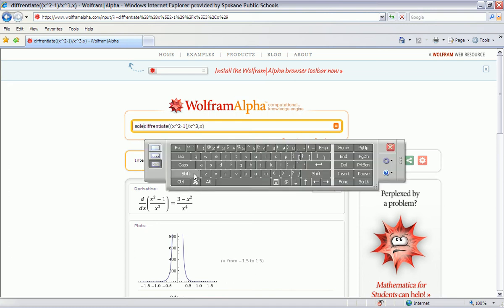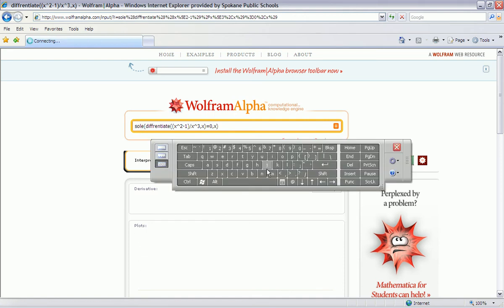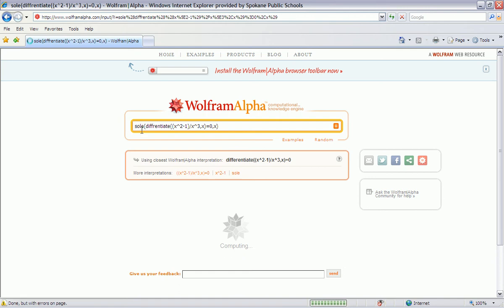Solve. Tell me when that thing there equals 0. Solve it for x. Oh, and I didn't spell solve correctly. S-O-L-V-E. So this is feeling a bit cumbersome right now, but we're going to get it.